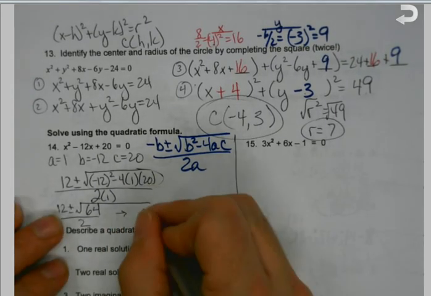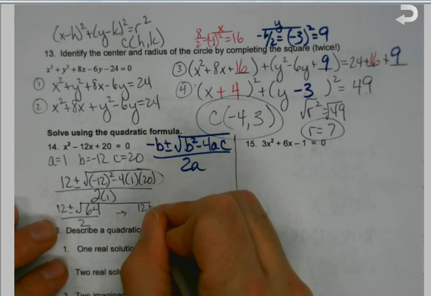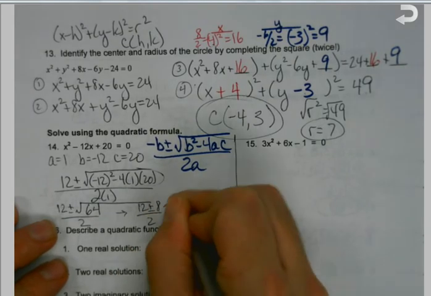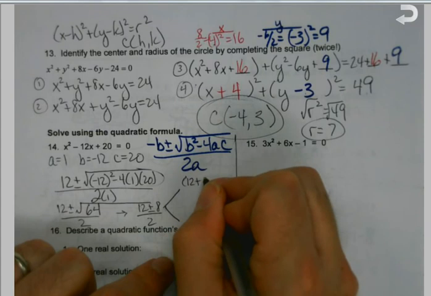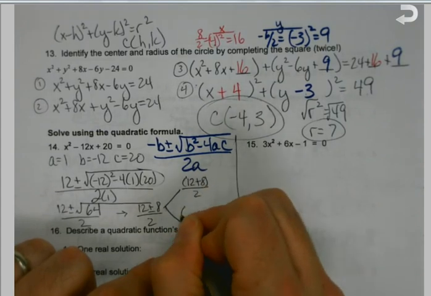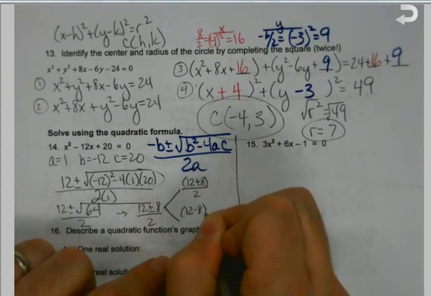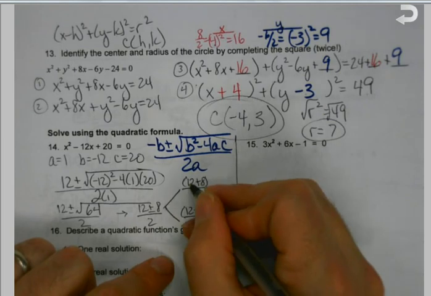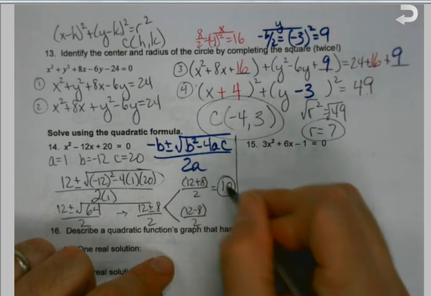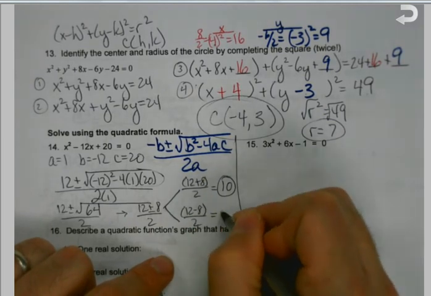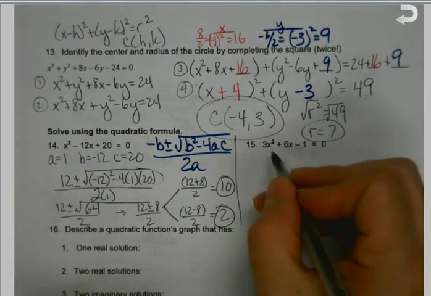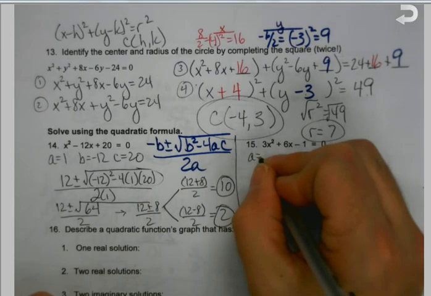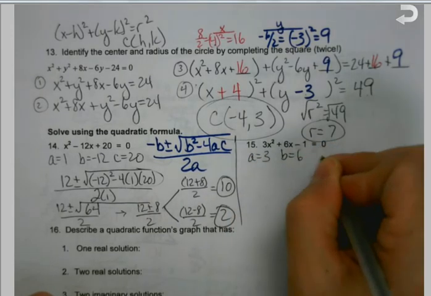Well, the square root of 64 is 8. So 12 plus or minus 8 over 2. And since it broke down nicely, I need to legitimately get both answers. 20 divided by 2 is 10. 4 divided by 2 is 2. And I'm set. But again, I've got to know the form to be able to get there. Same thing here. Nothing fancy thrown at you.